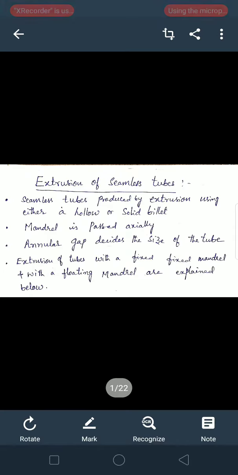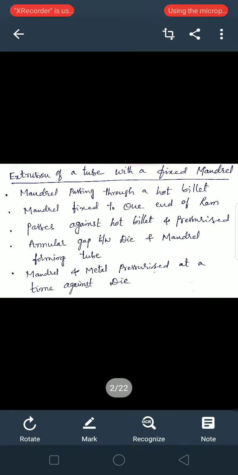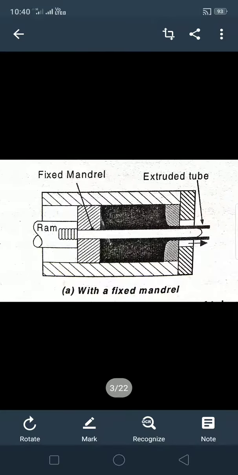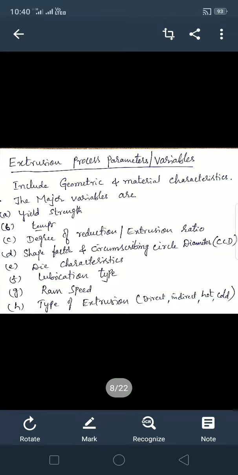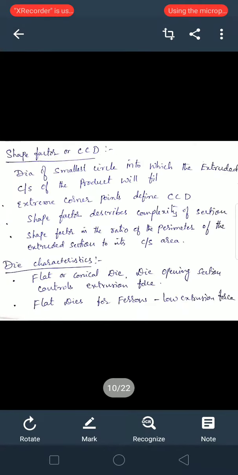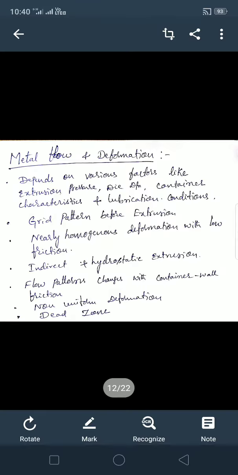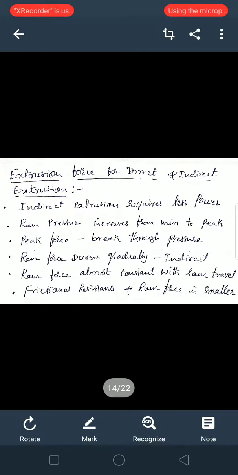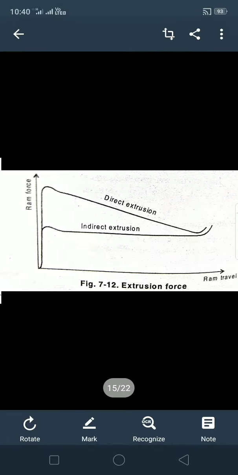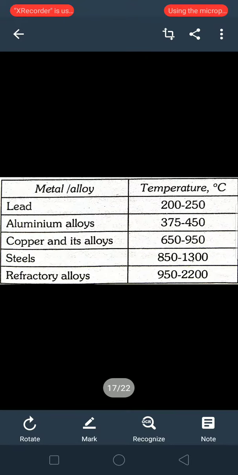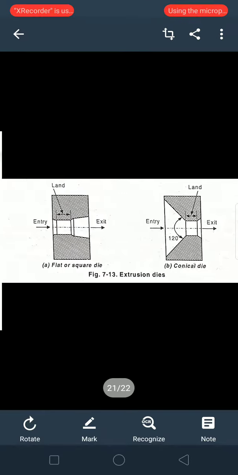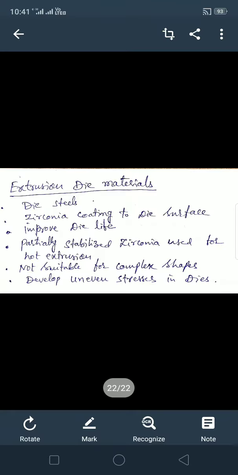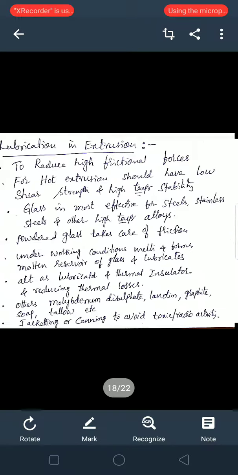The contents of the video are: extrusion for seamless tube production, extrusion of tubes with a fixed mandrel, extrusion of tubes with a floating mandrel, extrusion of tubes using a solid mandrel, extrusion process parameters, metal flow and deformation in extrusion, extrusion force for direct and indirect extrusion, extrusion temperature, lubrication in extrusion, equipment, extrusion die design, and extrusion die material. All these things are to be discussed.